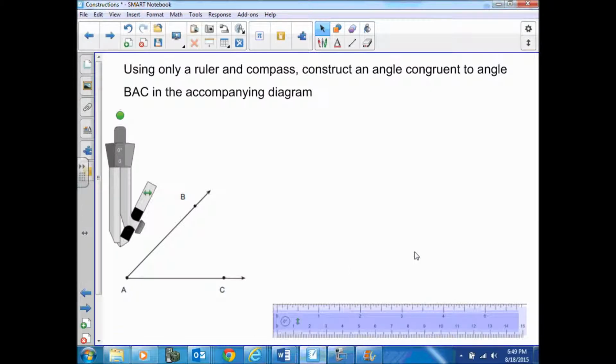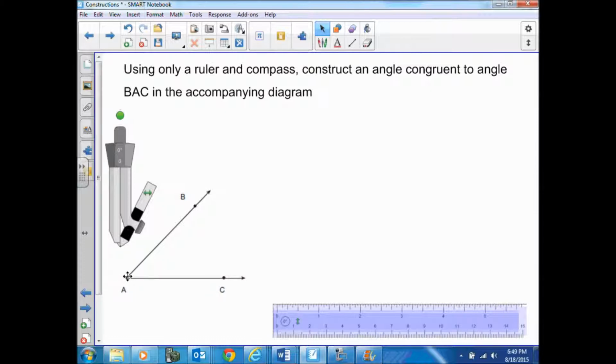Okay, what we're going to do in this video, using only a ruler and compass, is construct an angle congruent to angle BAC in this diagram that we have right here. There are many definitions you could hear of an angle. It's simply the space in between two lines or line segments that are intersecting at a point.